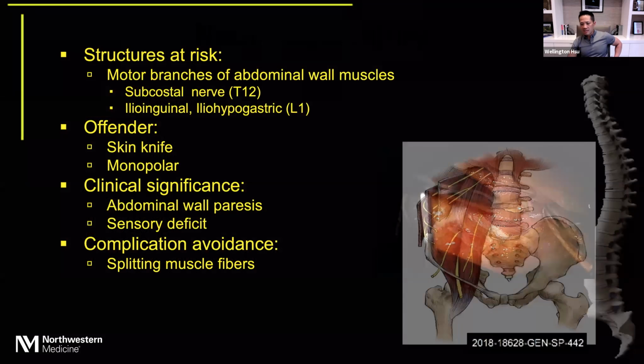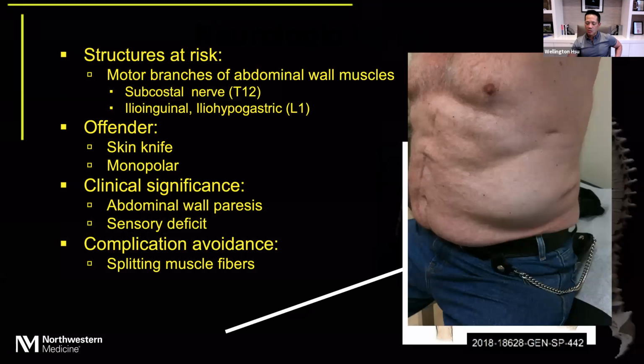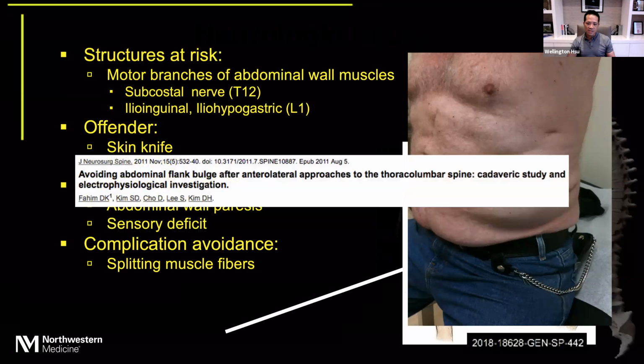One of the things that I didn't know could happen was that patients can get an abdominal wall paresis. And I've seen this a couple of times where they have this pseudo hernia, which is a flank bulge. It's painless, but the reason it occurs is that there's a splitting of the intercostal nerves that can denervate the abdominal wall in that area.